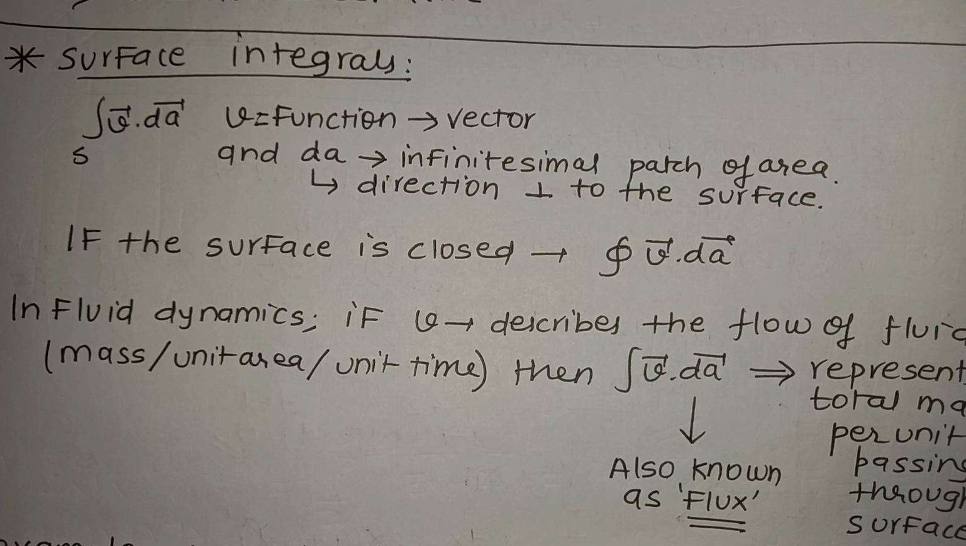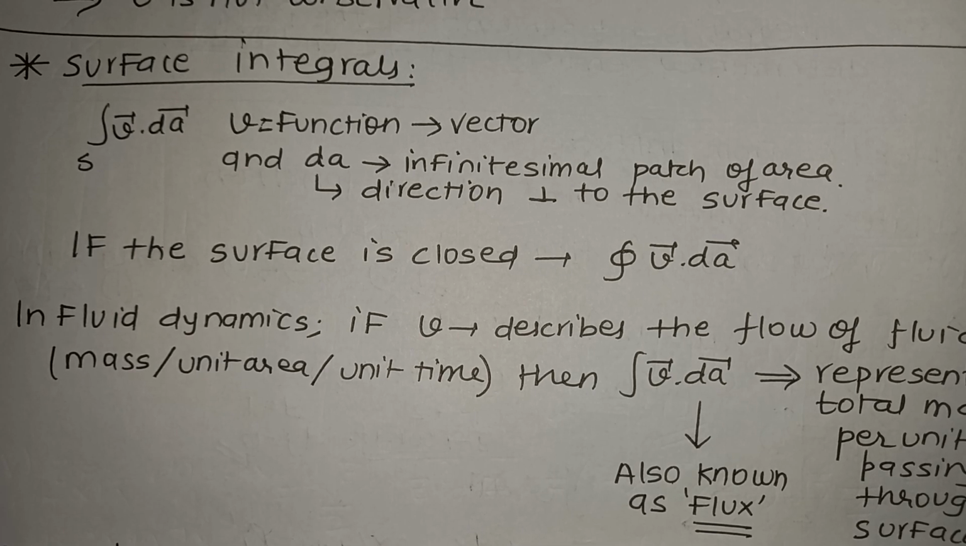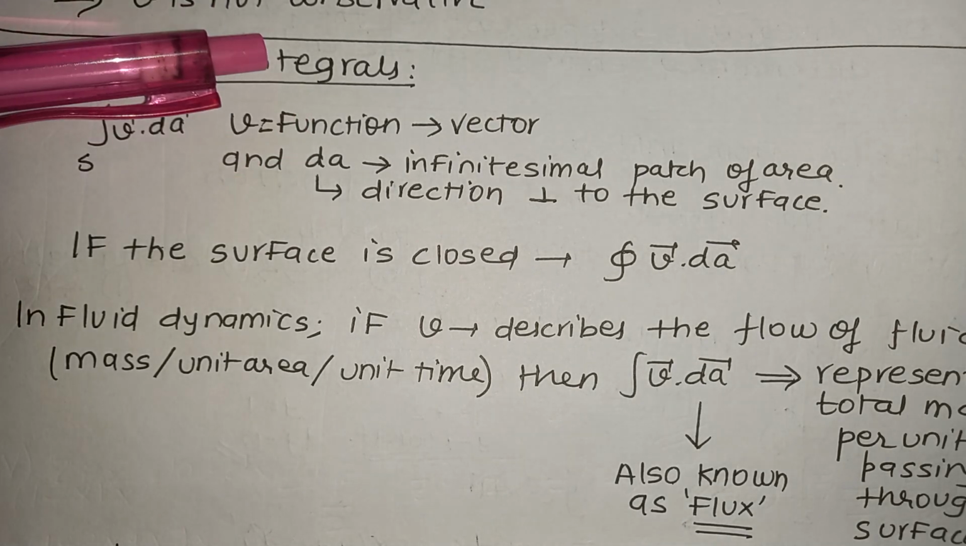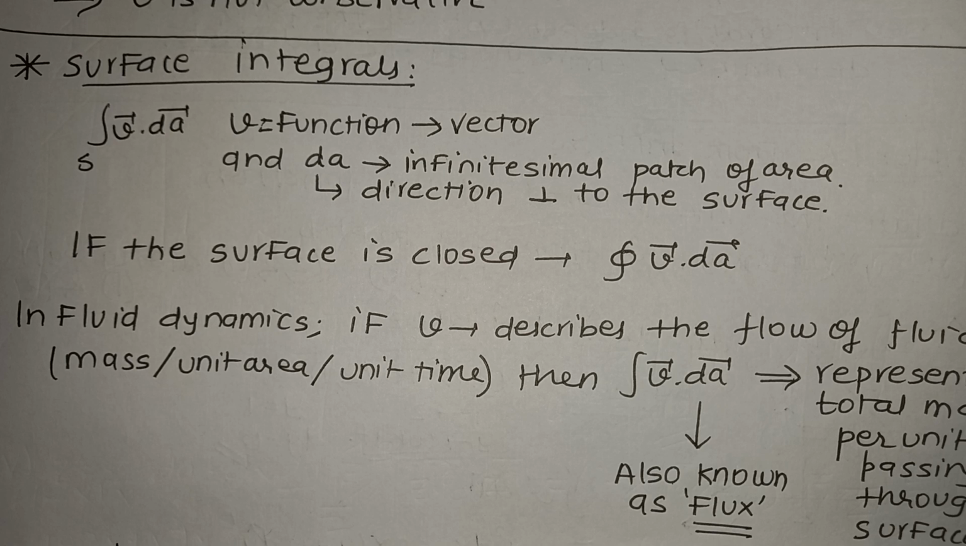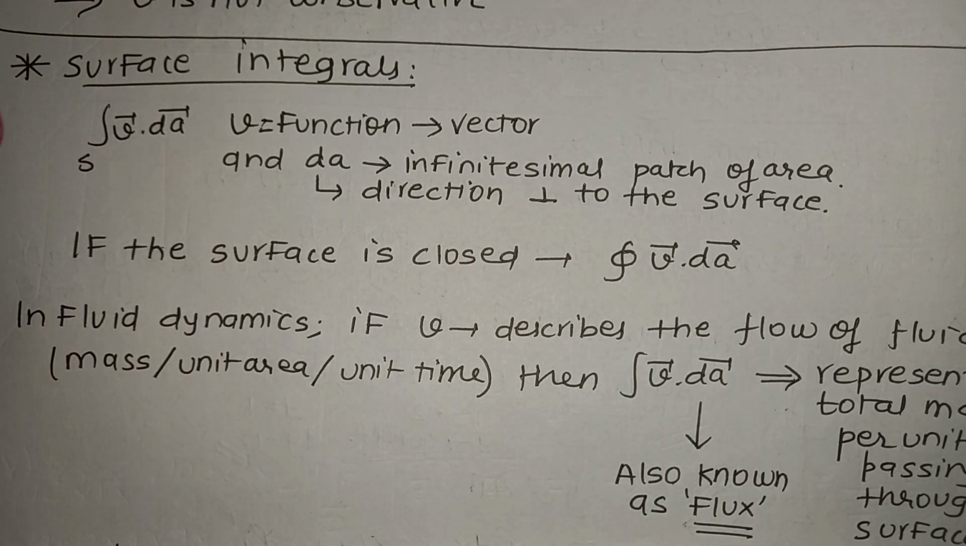So today we are going to see the surface integrals. Surface integrals are given by this closed integral. This is v dot dA, where v is a vector function and dA is the infinitesimal patch of area whose direction is perpendicular to the surface. If the surface is closed, we write it with this symbol, and in fluid dynamics, if V describes the flow of the fluid, then the integral of V dot dA represents the total mass per unit time passing through the surface, which is also known as the flux.